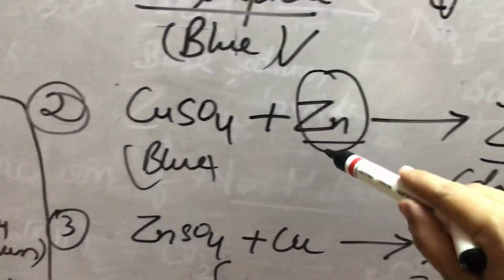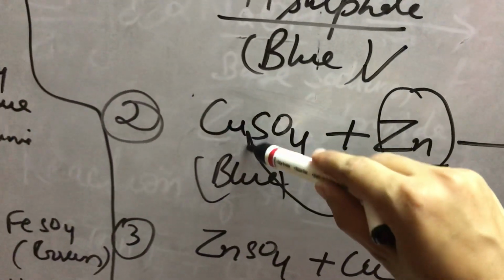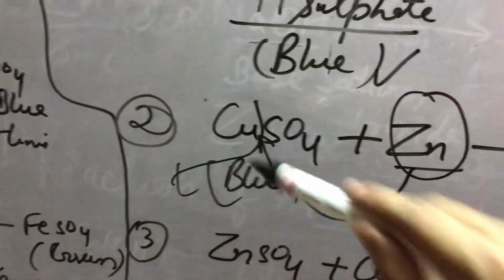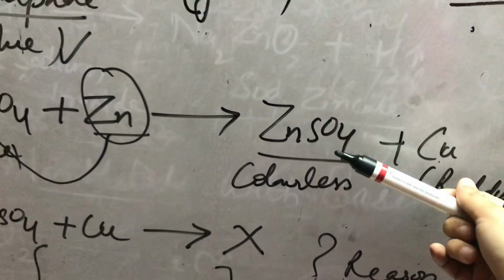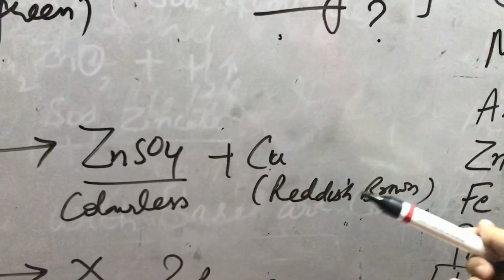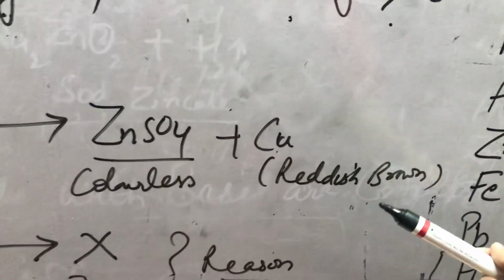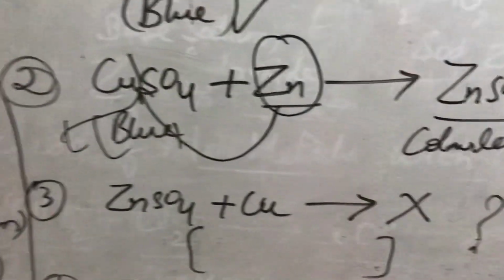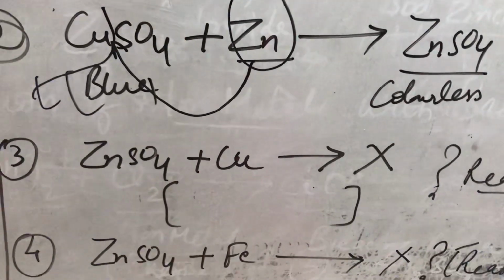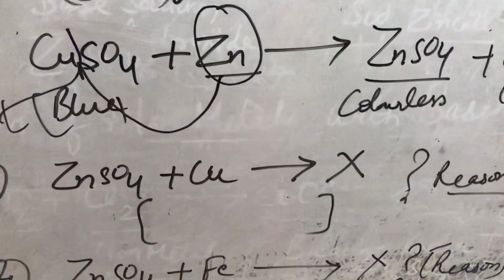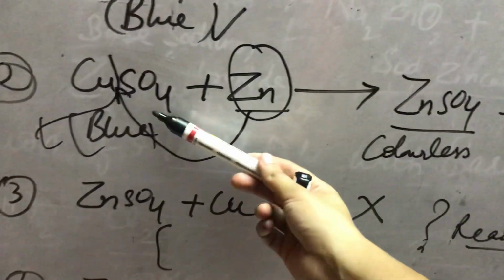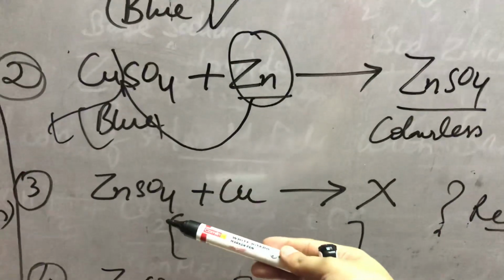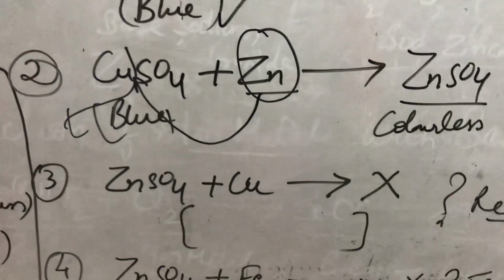So zinc is able to displace. Zinc क्या करेगा? Copper को इसके salt solution में से displace कर देगा, and it is going to form zinc sulfate and a copper that is of reddish brown at the bottom of the beaker. Next reaction, you will tell me the answer of this reaction. Zinc sulfate plus copper. There is copper sulfate plus zinc, and below there is zinc sulfate plus copper.